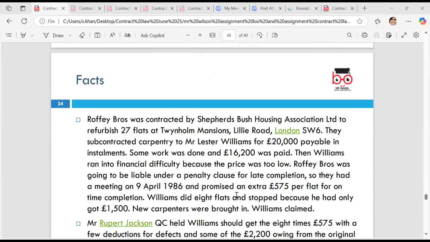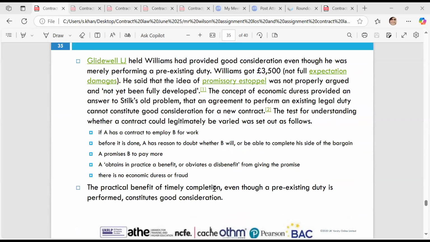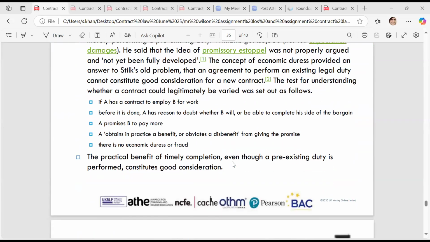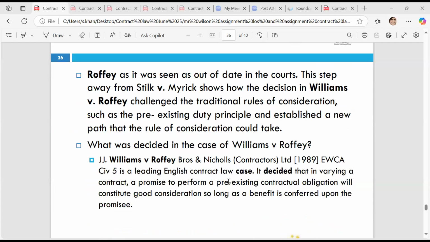The facts of the case as well, and what was held in the case, what was the principle, the judgment Lord Justice Glidewell held, and what his decision was. So have a look at that. And then it looked at how Williams v Roffey changed the law. It altered the law regarding consideration in contract law by introducing the concept of practical benefit. Before, that concept was not in place. After Williams v Roffey, the law introduced that to look at the practical benefit.